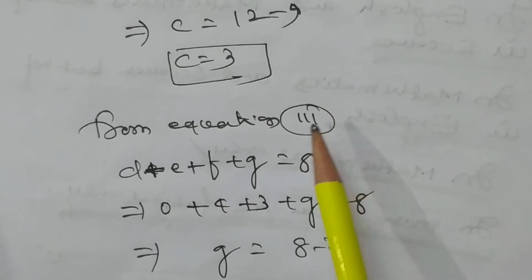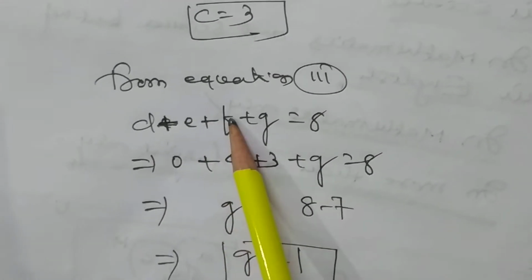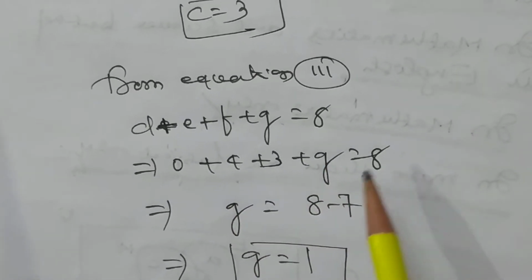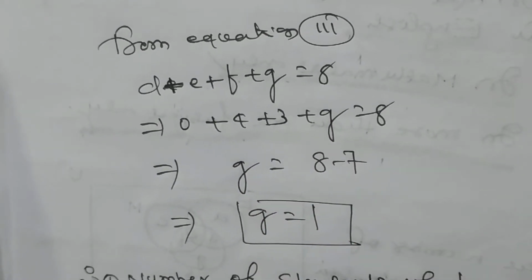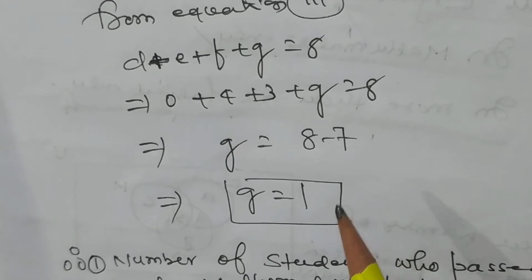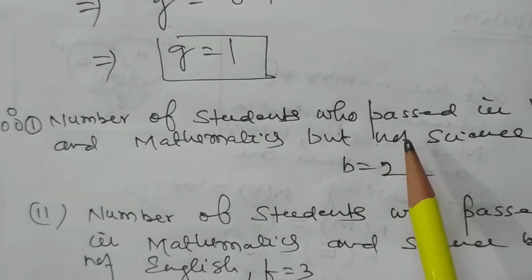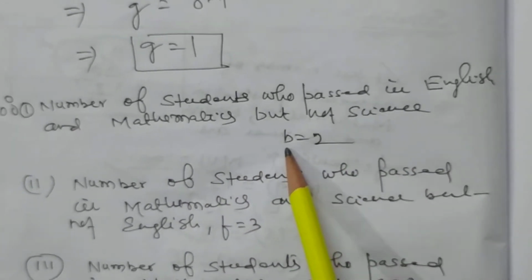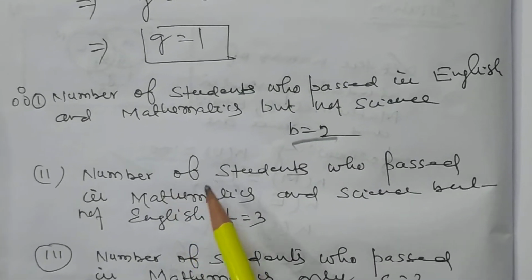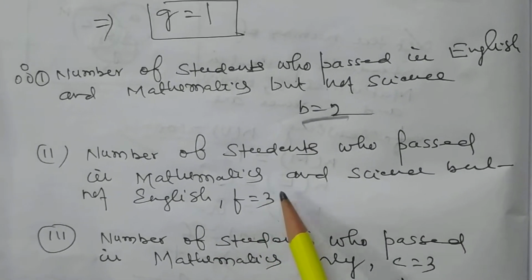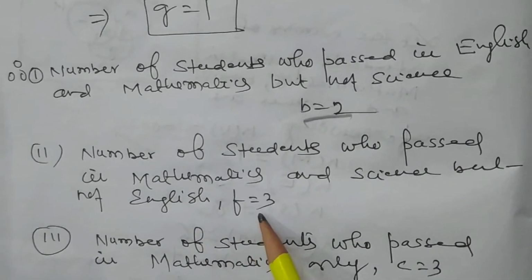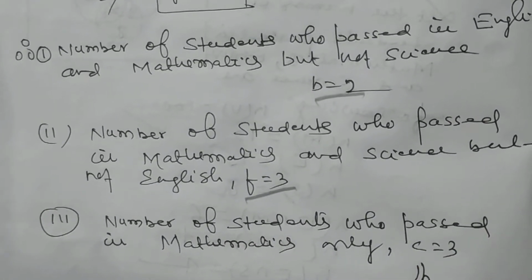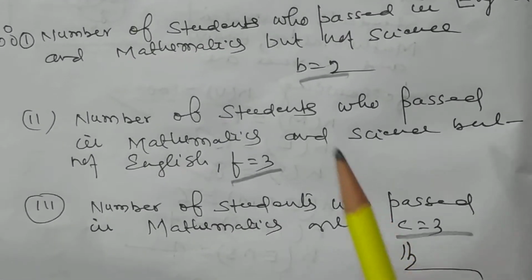From equation 3, D plus E plus F plus G is equal to 8. So 4 plus 3 plus G is equal to 8. So G is equal to 8 minus 7, that is G is equal to 1. So number of students who passed in English and mathematics but not science, that is B is equal to 2. Number of students who passed in mathematics and science but not in English, F is equal to 3. Number of students who passed in mathematics only, C is equal to 3.